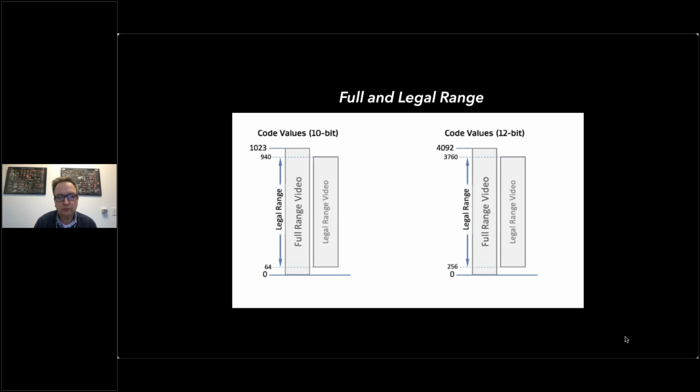And so the ranges I just mentioned define which code values are used to encode the signal information. So for instance, a full range 10-bit file uses values from 0 to 1023, where 0 is representing full black and 1023 is full white. In legal range, a 10-bit file uses a code value range from 64 to 940, where 64 is full black and 940 is full white. And so it is very important to understand that there are codecs that expect either full range encoded data, whereas others expect legal range encoded data.